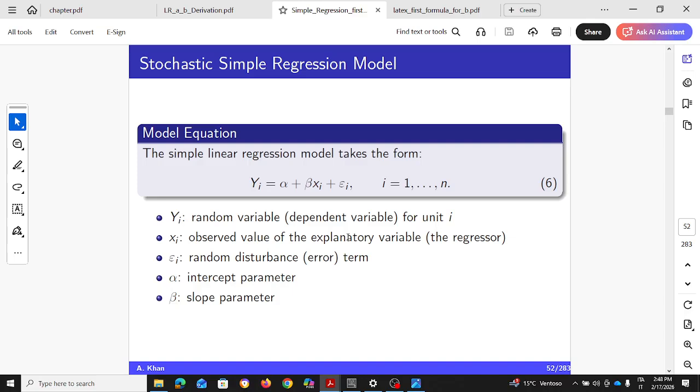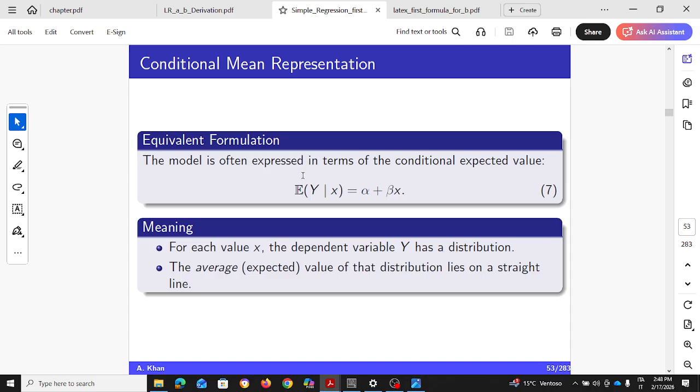Equivalently, this model we can write as follows. We take the expectation of the dependent variable given x, which is the observed value. So we take the expectation of this and we get the smooth line, which is basically the same as this. Okay, clear?